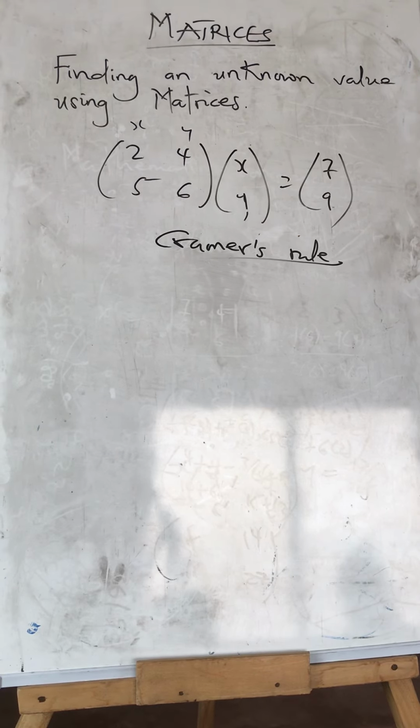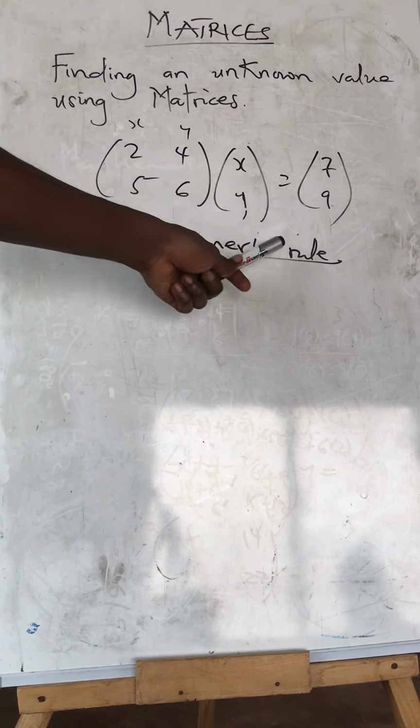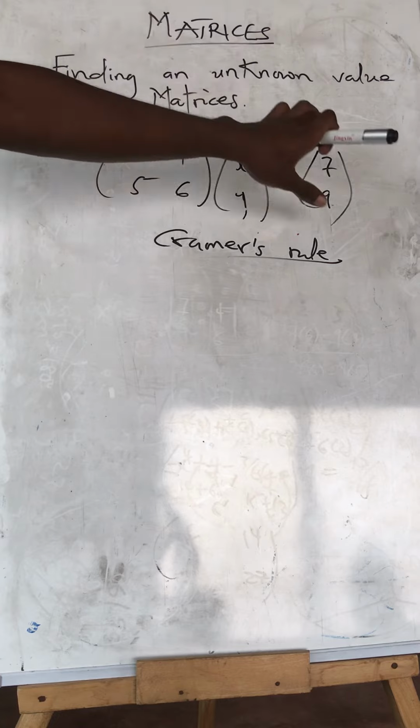Okay, so the first video for finding an unknown variable or value was by using the simultaneous equation. We are now looking at Cramer's rule. Cramer's rule looks at the use of determinants. So we have x and y, and we have 7, 9.